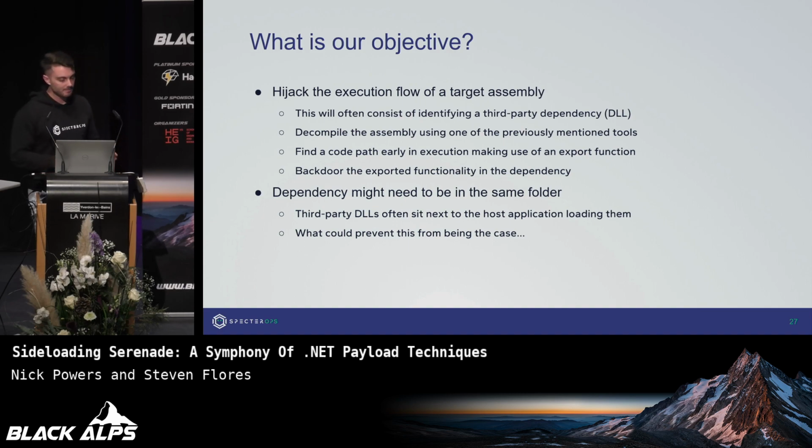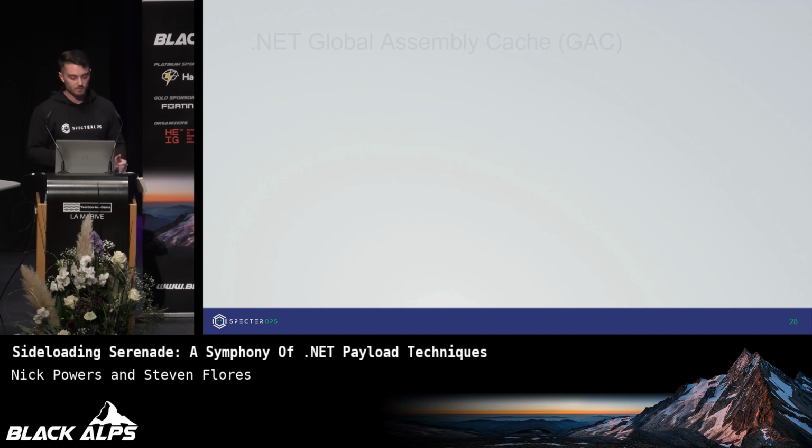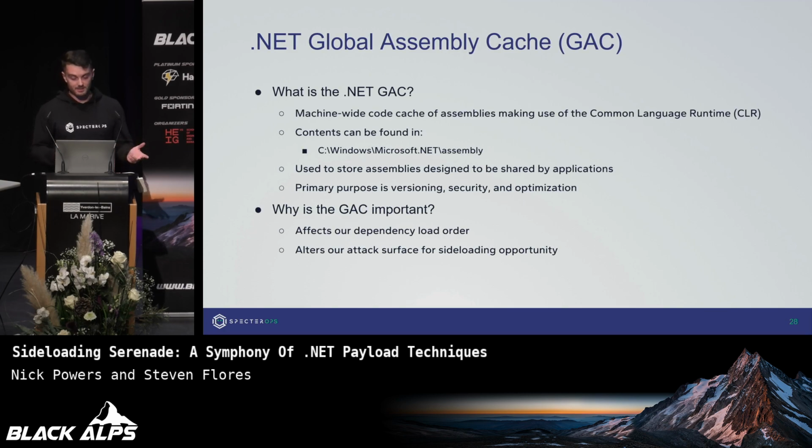I mentioned a couple times we can't just target any DLL. We can't just set any DLL next to the application that we want to sideload in some way. One instance of not being able to do this would be if the dependency exists in the .NET Global Assembly Cache, or the GAC. Basically, this is a machine-wide code cache of assemblies used by the CLR. This is one example of a directory some of the .NET GAC-related assemblies exist in. There are a few others they can exist in as well. But the primary purpose of the Global Assembly Cache is versioning, security, and optimization of .NET processes and assemblies.